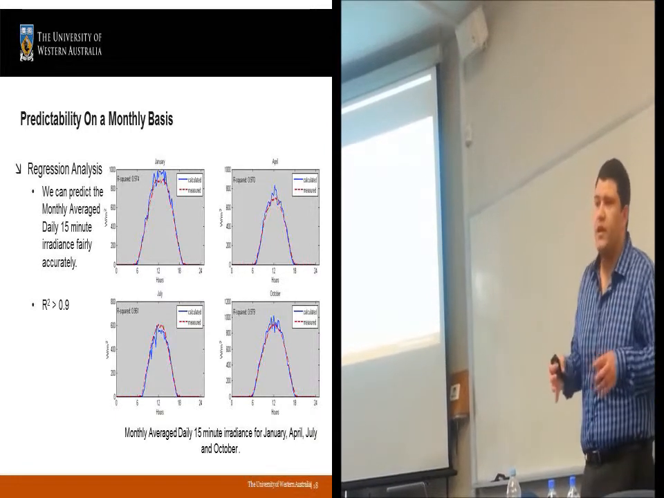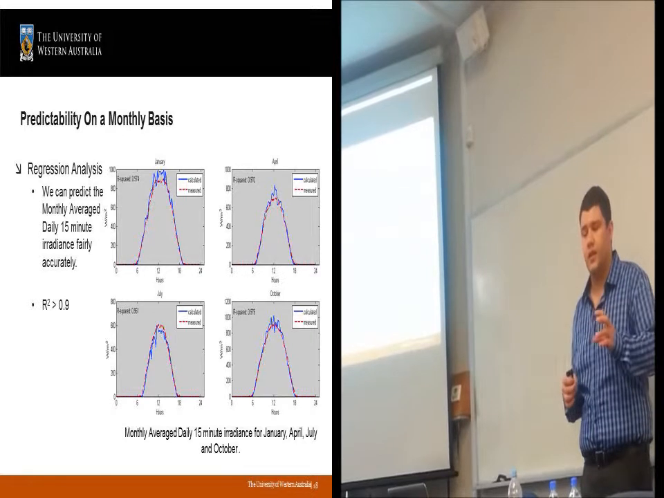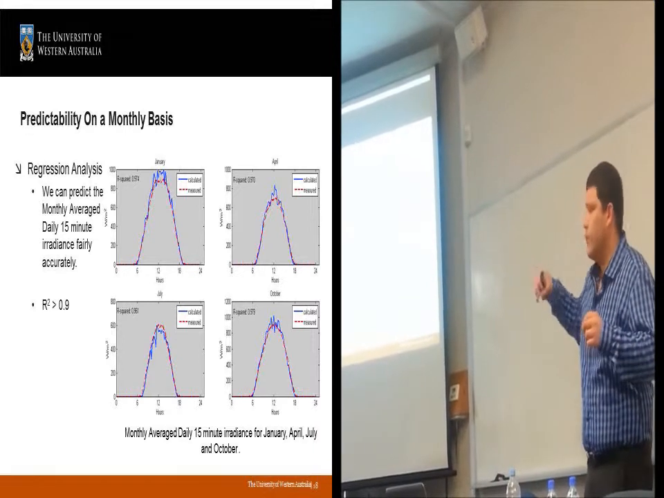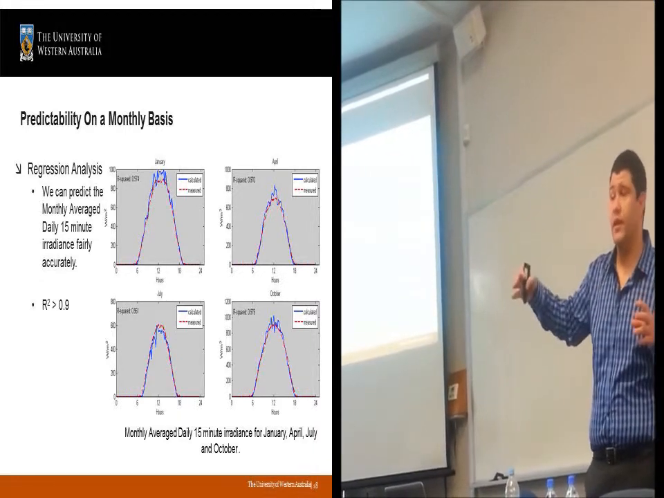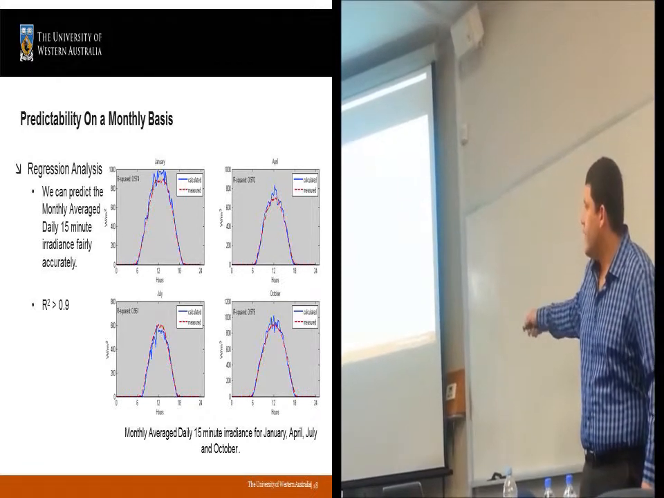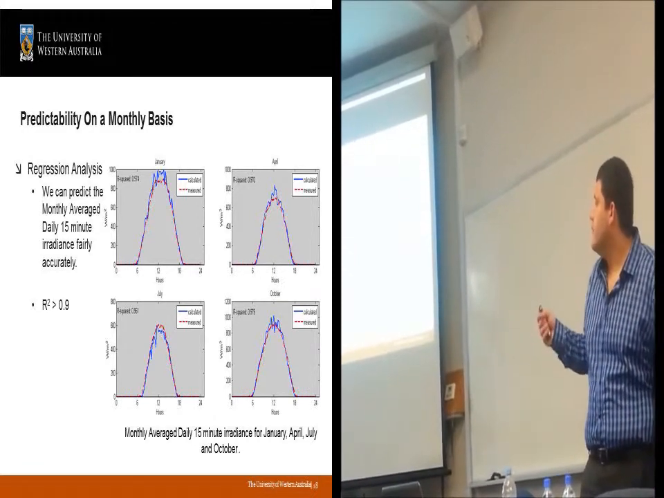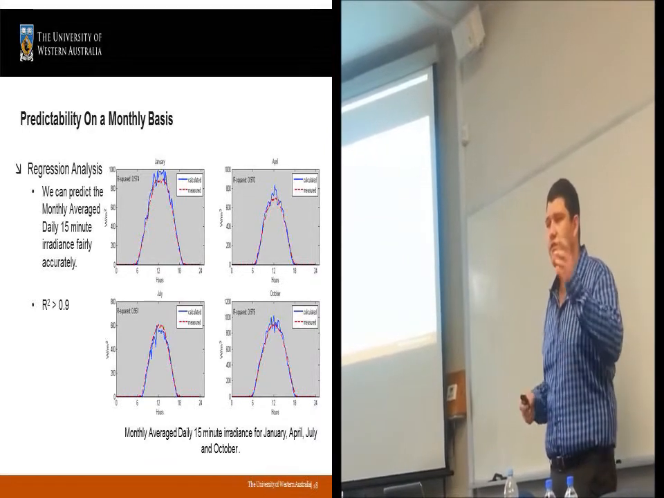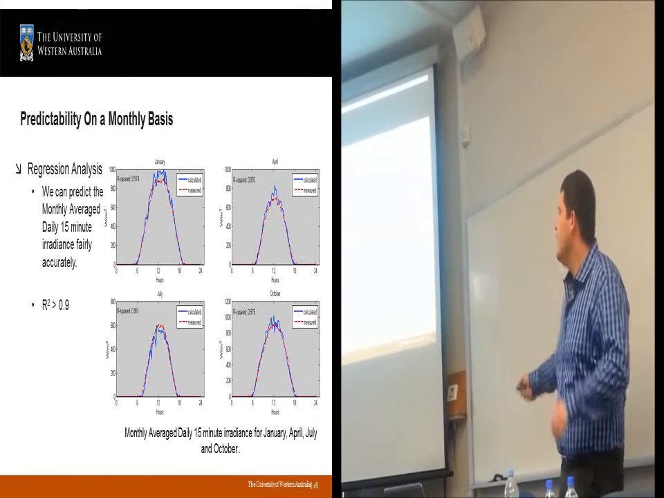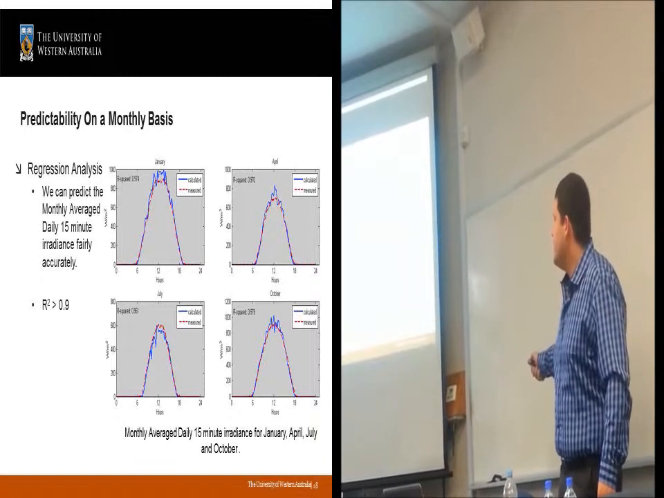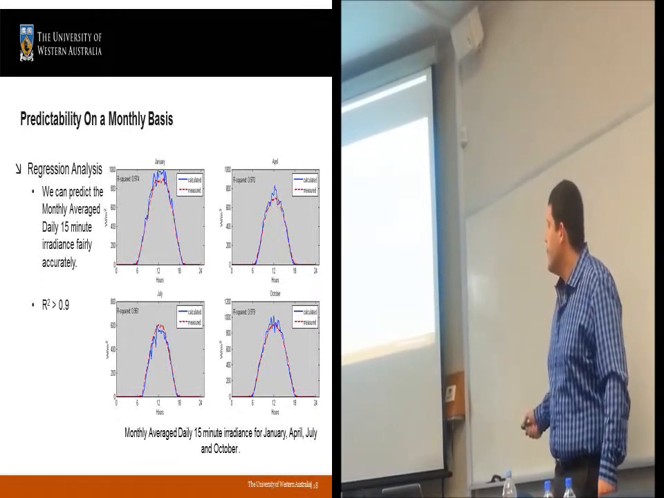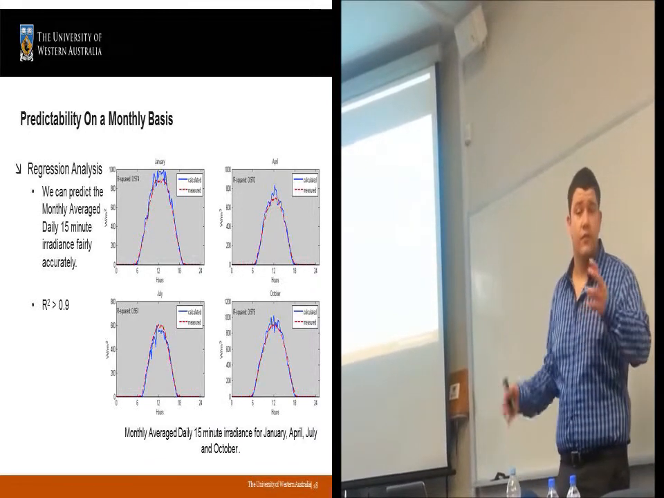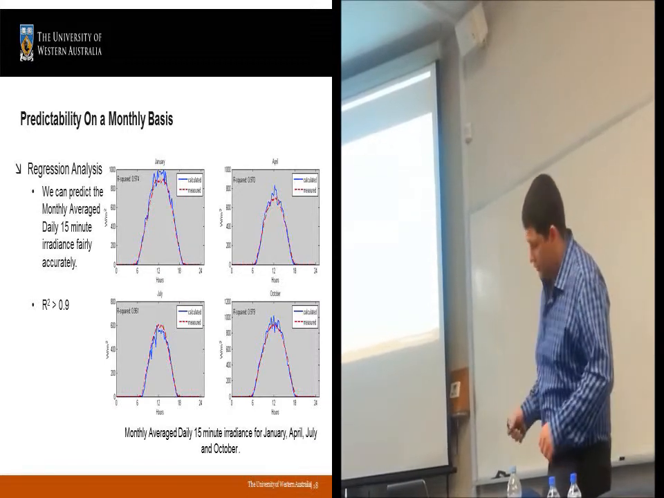We utilize the 1 minute Geraldton irradiance data set for the whole year. We integrated that to get 15-minute increments, and then we found the monthly average daily 15-minute irradiance for our measured data and for our model data, and they fit pretty well. This is January, this is April, July, and October. And we did a regressional analysis to see how well we are fitting with those curves, and we got a very good value.